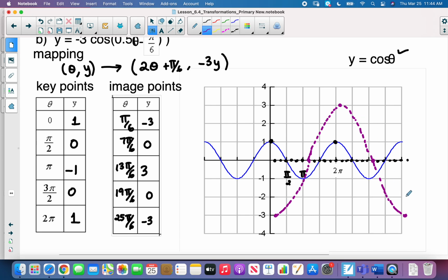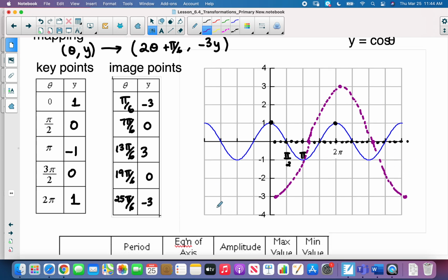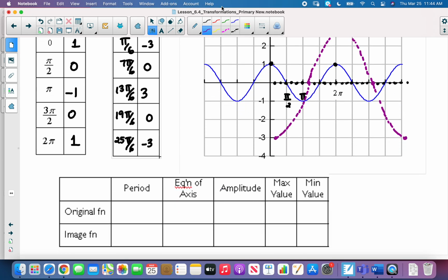So this is one cycle of the parent function. I'm going to now compare the two. For the original function, one cycle is completed in 2 pi radians. The equation of the axis is the x-axis, which is y equals 0. Amplitude is 1, maximum value is 1, minimum value is -1.